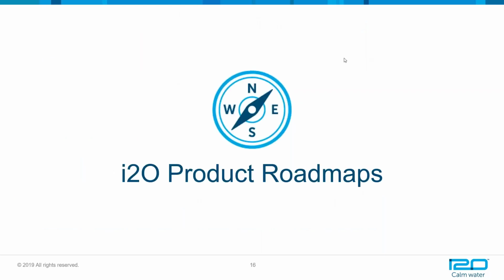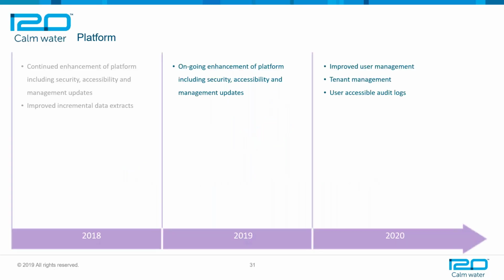So I'll start by diving into the platform roadmap. You can see that the items in grey are those features and plans we've delivered on already, and the ones in blue are still pending completion at the moment. We've continued to enhance the platform in areas of security, accessibility and management updates, also improving incremental data extracts. We'll continue to improve the platform performance throughout 2019.